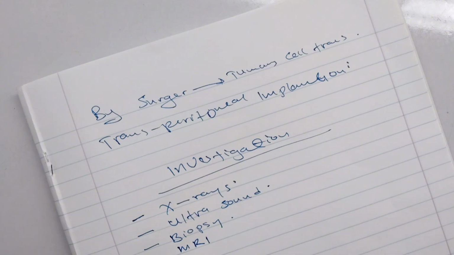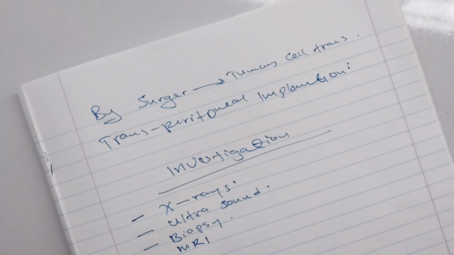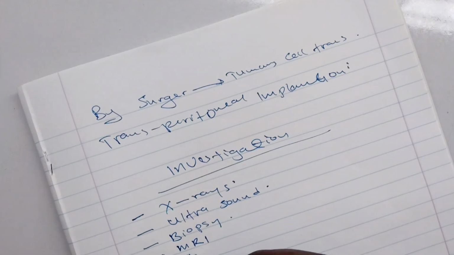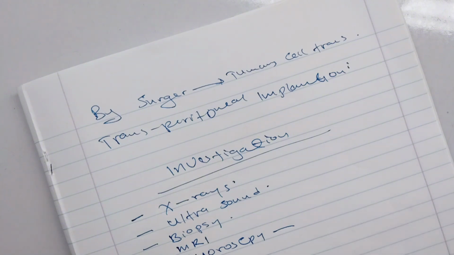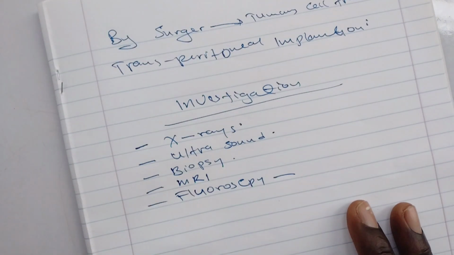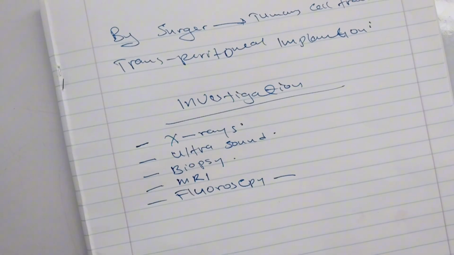This one can also show the nature of the tumor and its location, whether in the brain, blood vessels. Then we have fluoroscopy. This one will look at the movement throughout the body, and this one also is used in combination with X-ray. So those are the investigations that can be done to someone having tumor.